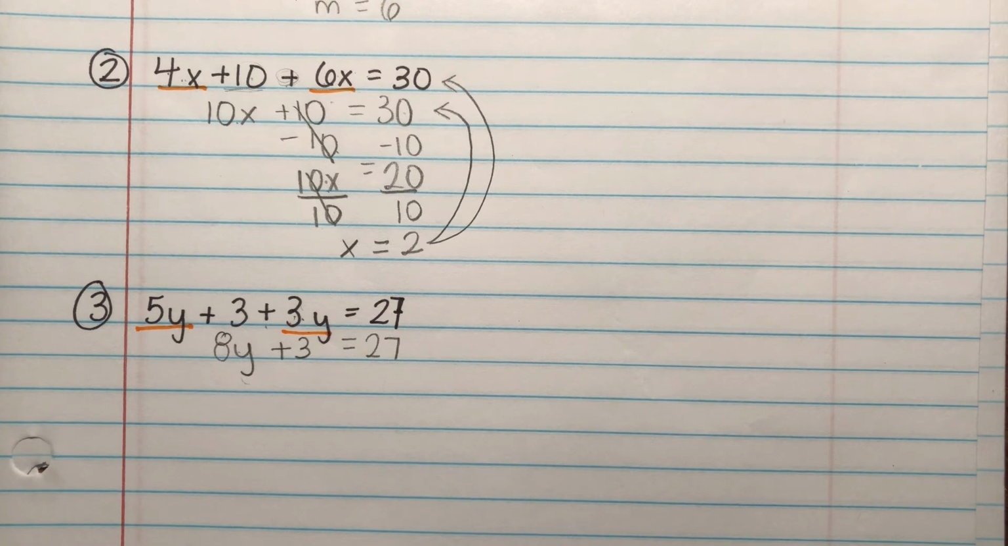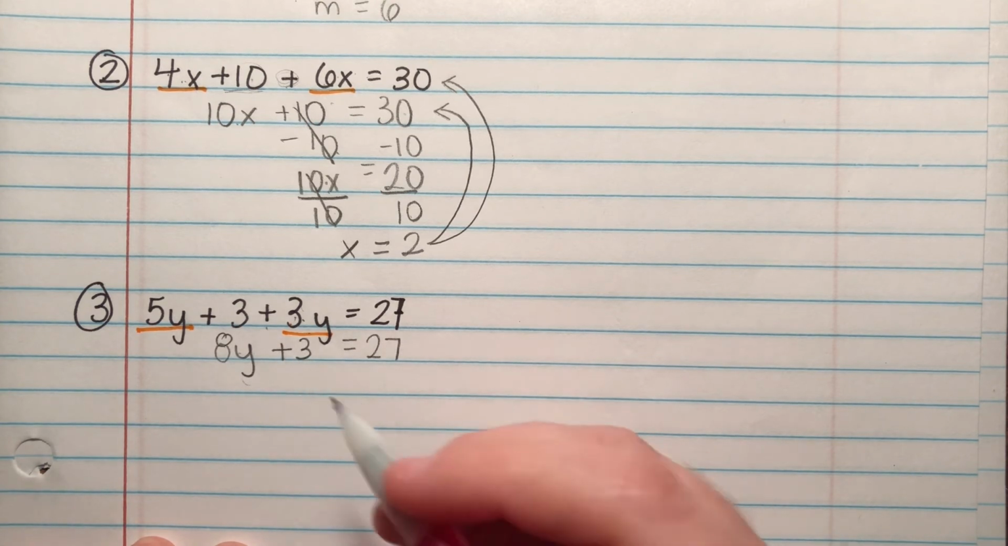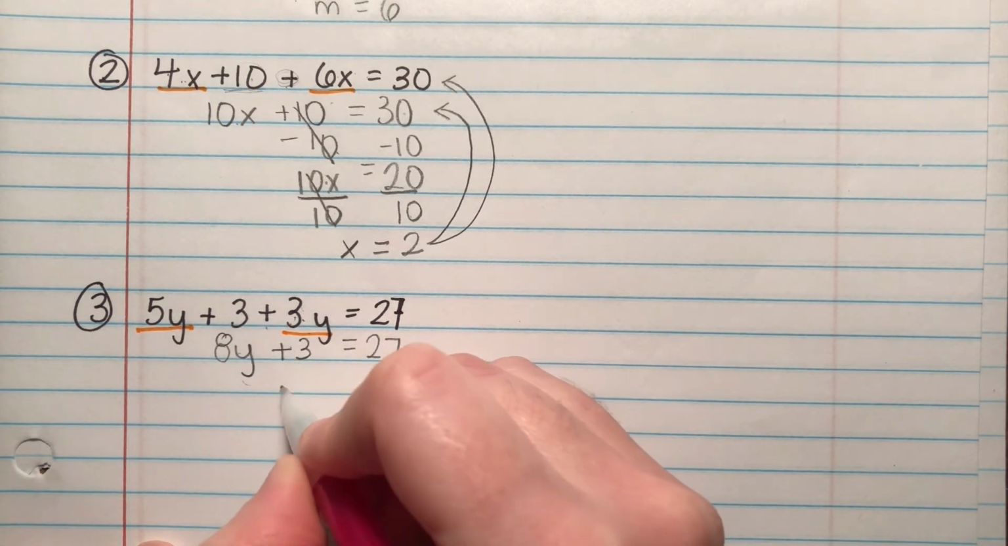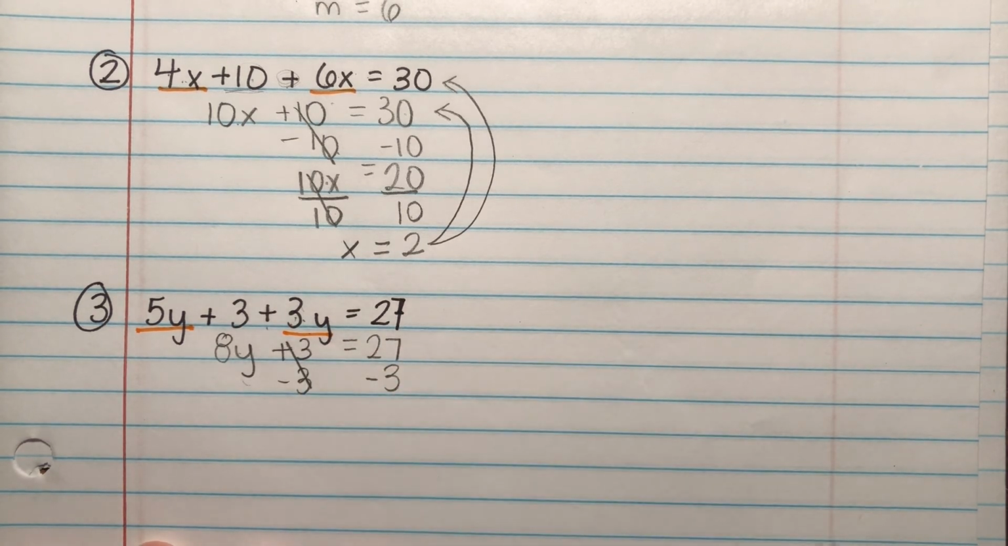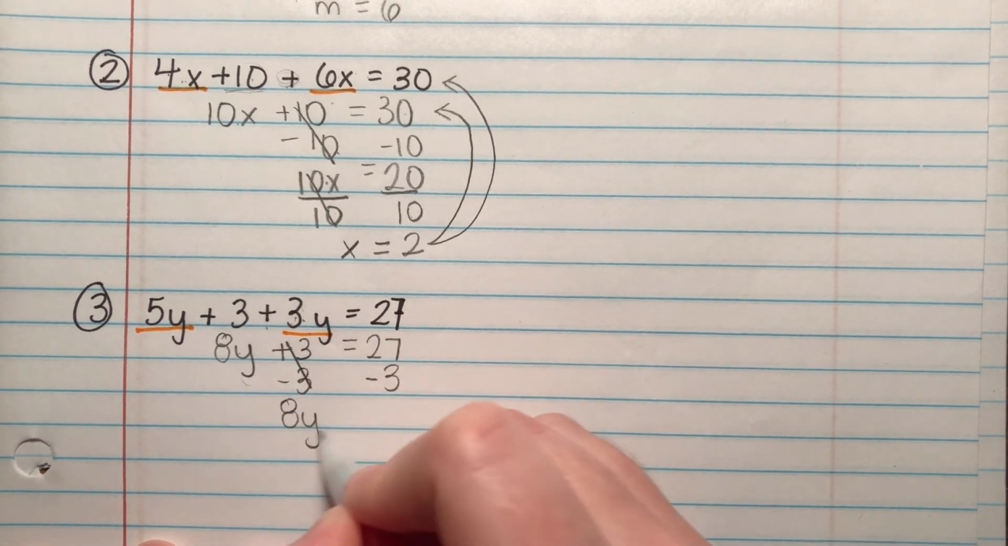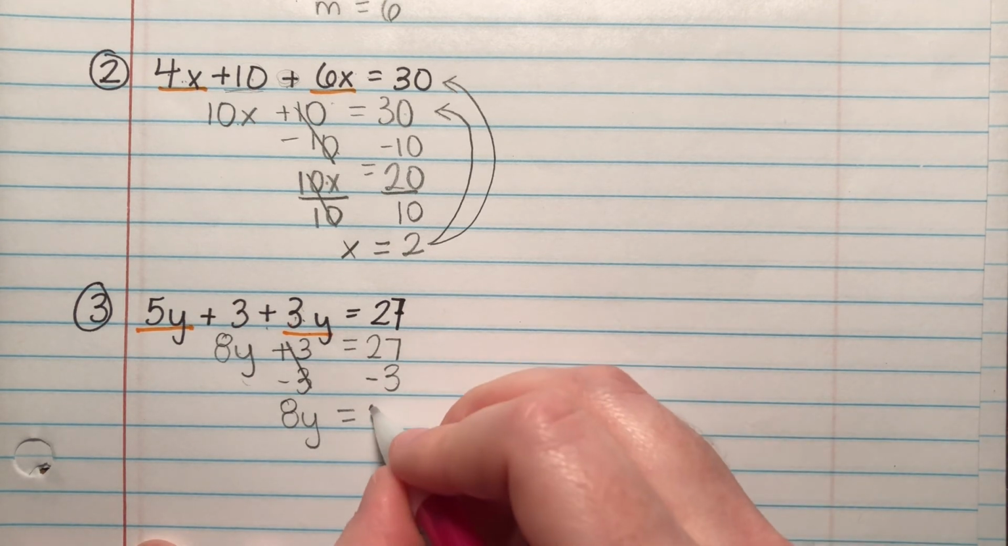Now, my next step is to get rid of anything attached to the variable by addition or subtraction. So I'm trying to get y by itself. I need to kick off this 3 here. So opposite of addition is subtraction. So I have 8y equals 27 minus 3 is 24.